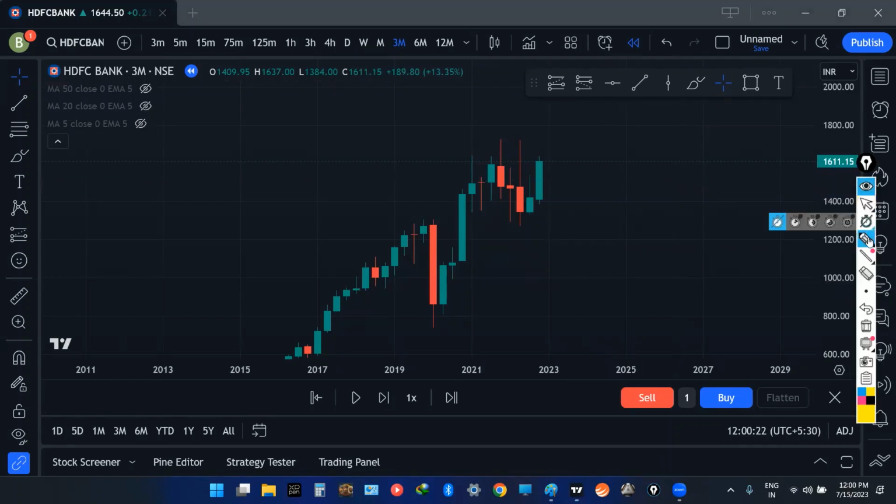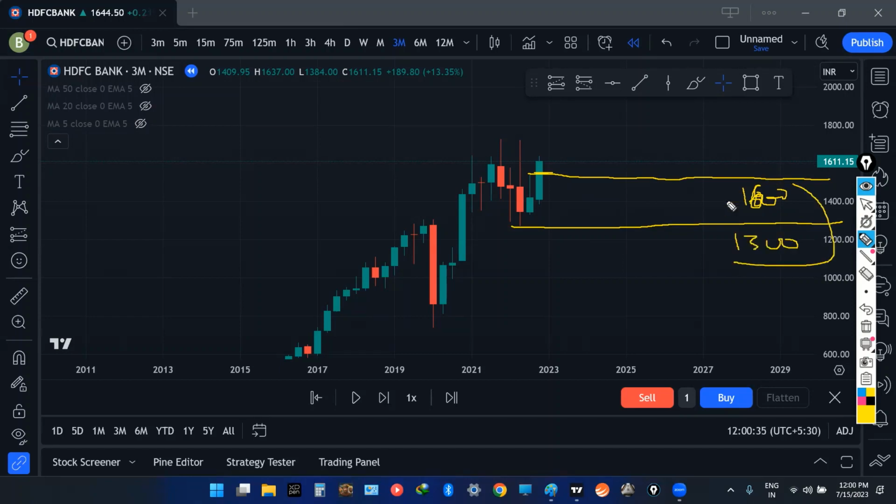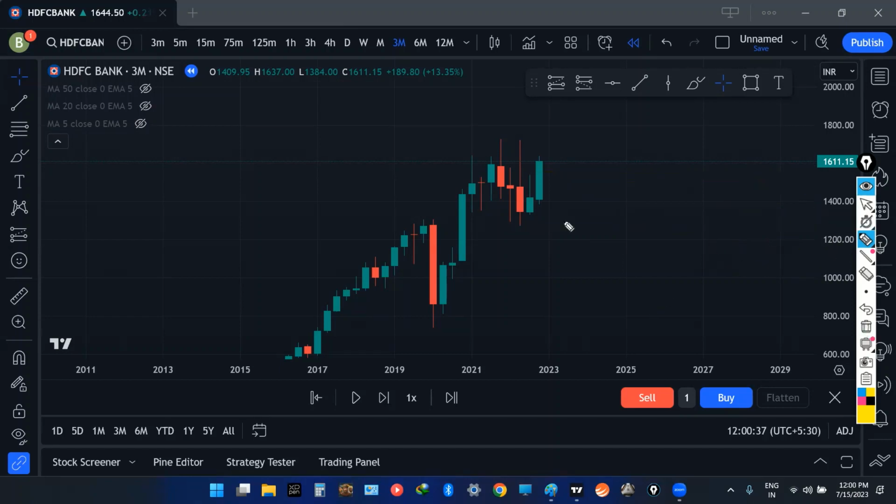So here, this was the moment where I would have entered for long-term investing. Say 1600 price. And my stop loss will be strictly this one. Say 1300. 1300 will be my stop loss, because I know from here it should move. It should not go down below this.